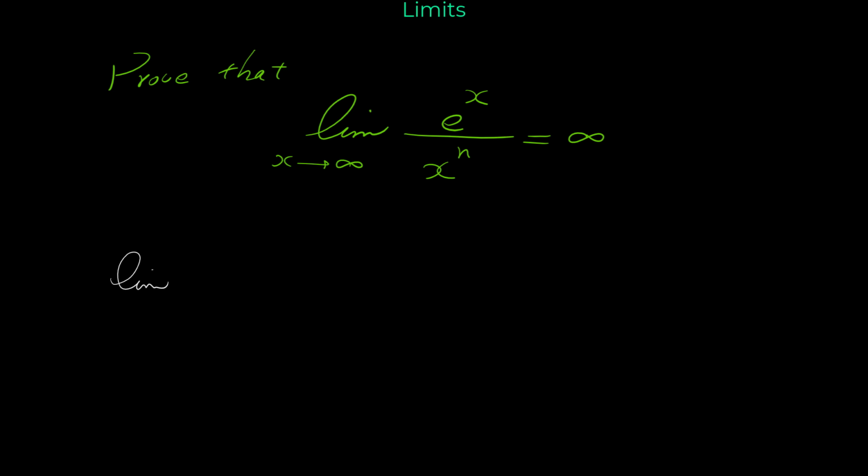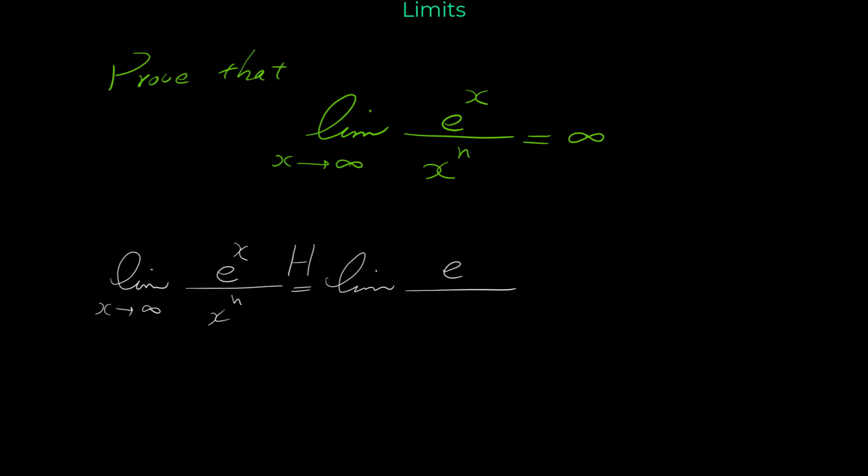So we want to prove that the limit of e to the x over x to the n as x approaches infinity is infinite. The limit is in fraction form and is basically infinity over infinity. When x approaches infinity, e to the x approaches infinity and x to the n approaches infinity, so the limit is infinity over infinity, and we can use L'Hopital's rule for finding this limit. By applying L'Hopital's rule, we find the derivative of numerator and denominator separately. This is how L'Hopital's rule works.